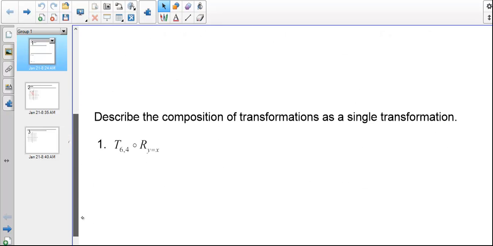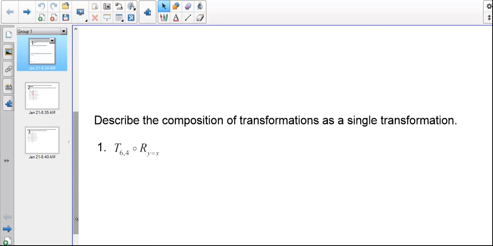Okay, so let's look at an example. This first one says to describe the composition of transformations as one single transformation. And you see here some notation. There's a translation of right 6 and up 4, and then there's a reflection over y equals x. Let me talk about this notation a little bit. This little circle right here means "of". So what we're doing here is taking the translation of the reflection. In other words, the result of the reflection is what I need to translate.